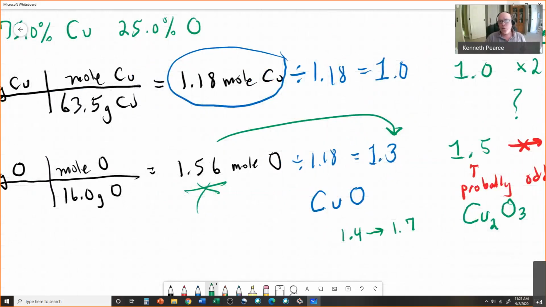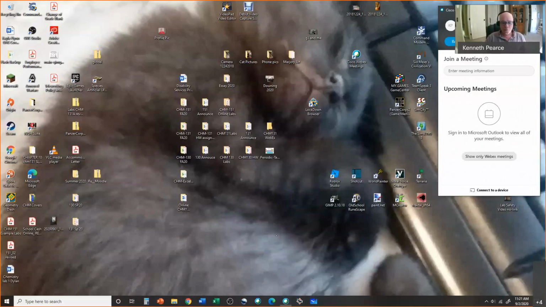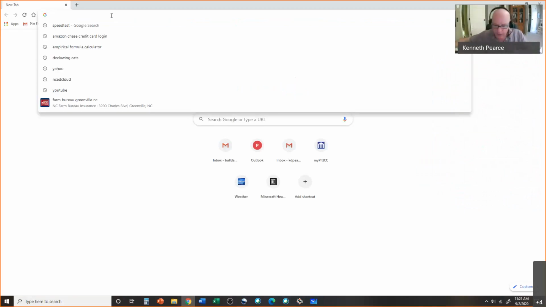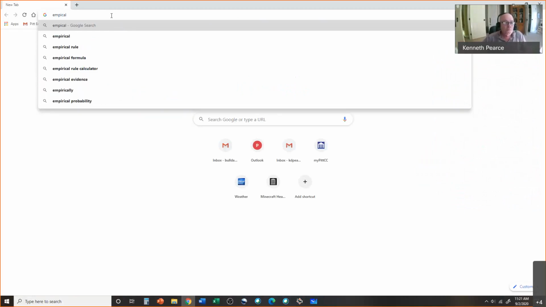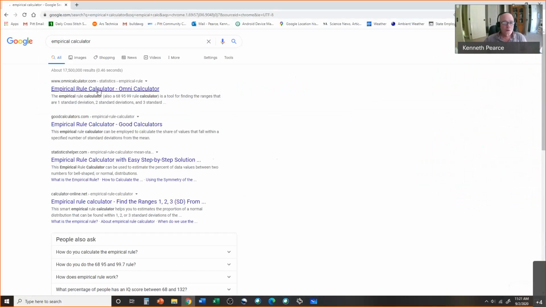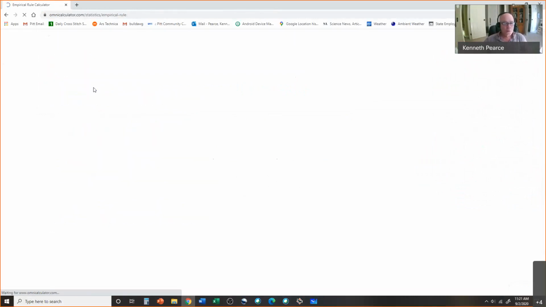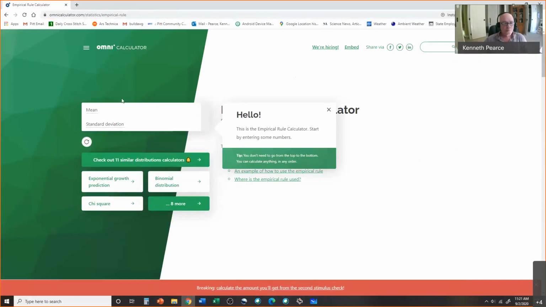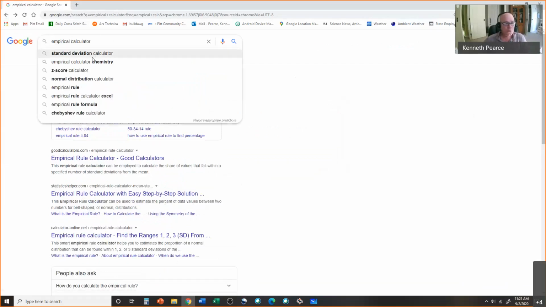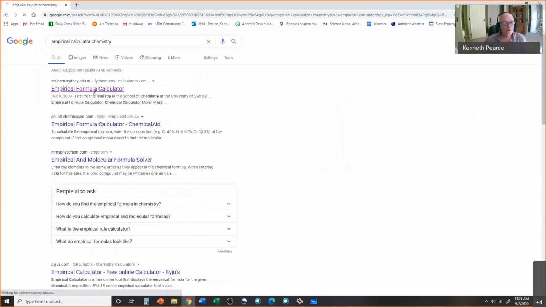Now, it turns out that there is online, there's an app for everything, right? You can actually go online and do empirical formulas. Empirical formula calculator. There it is, Omni Calculator. That's not it. Hold on, I was just looking at it. Empirical calculator, chemistry. Here it is. There it is. Okay, that's in Sydney, some university in Sydney.